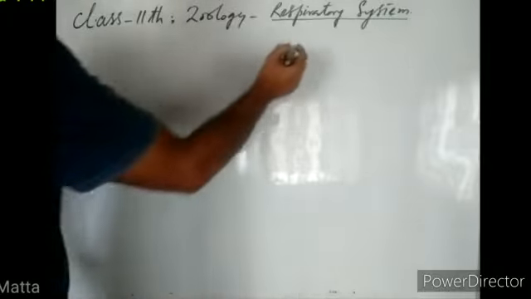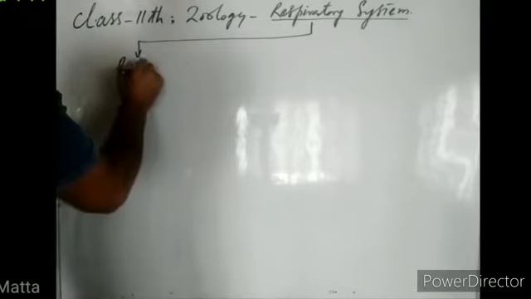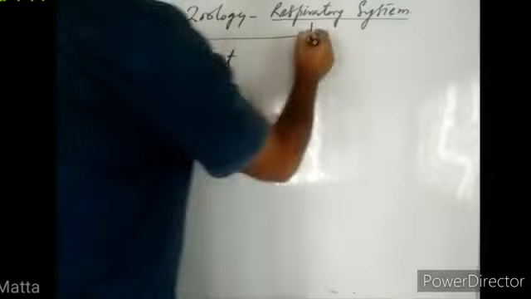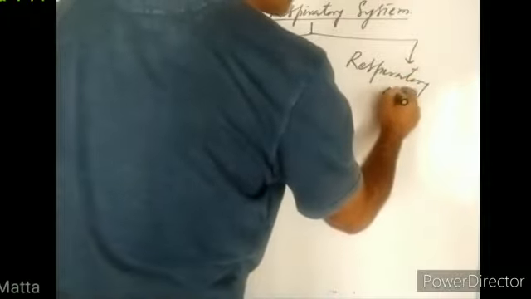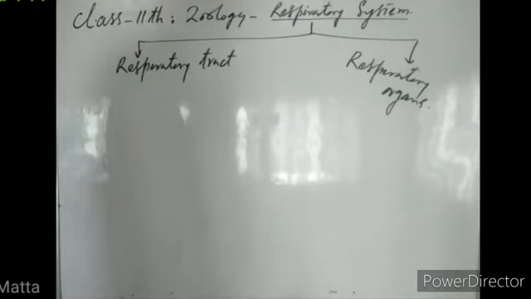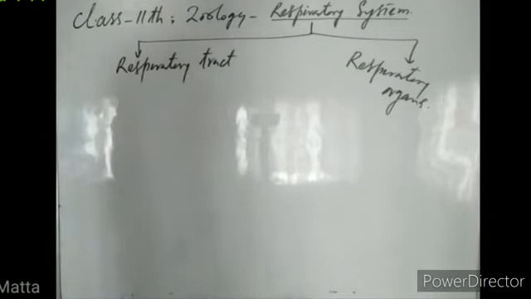So we divide the respiratory system into the respiratory tract and the respiratory organs. Our respiratory system consists of a respiratory tract, which is the passage through which the air enters into our lungs. Then the respiratory organs are the lungs. They are the actual site of exchange of gases, where gas exchange occurs with blood, right?